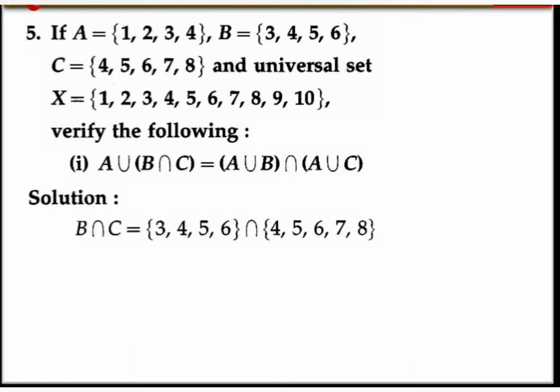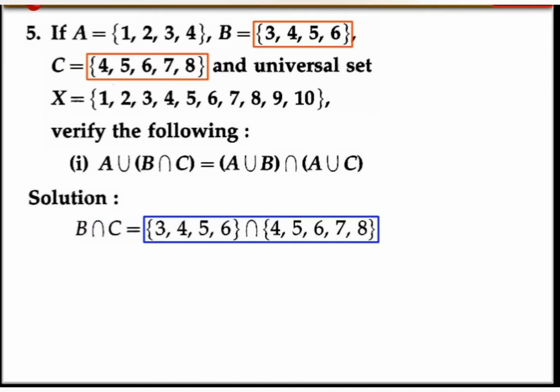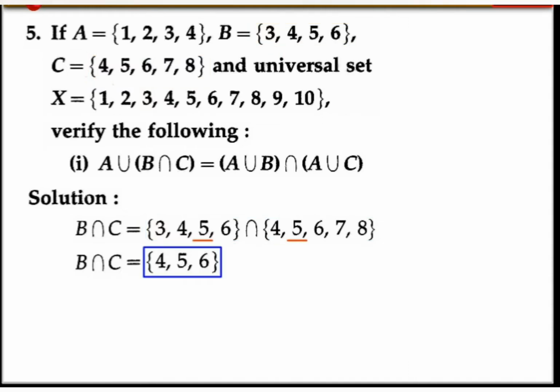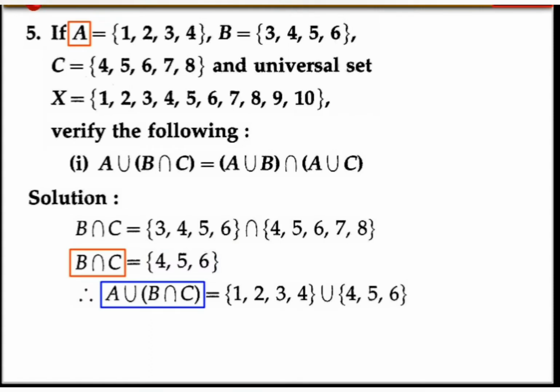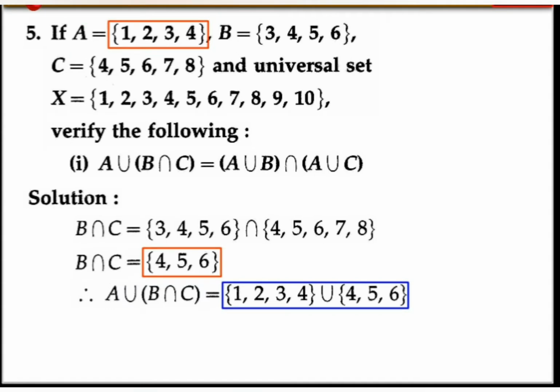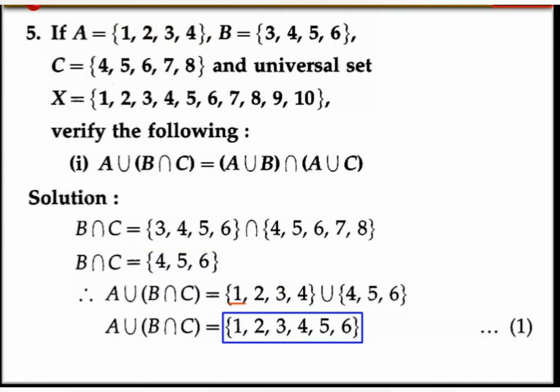Solution. Now, B ∩ C would be {3, 4, 5, 6} ∩ {4, 5, 6, 7, 8}, that is {4, 5, 6}. Now A ∪ (B ∩ C) would be {1, 2, 3, 4} ∪ {4, 5, 6}. That is {1, 2, 3, 4, 5, 6}. Let us put it as 1.